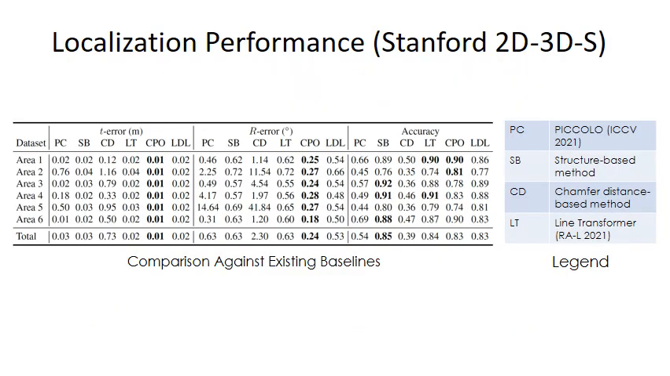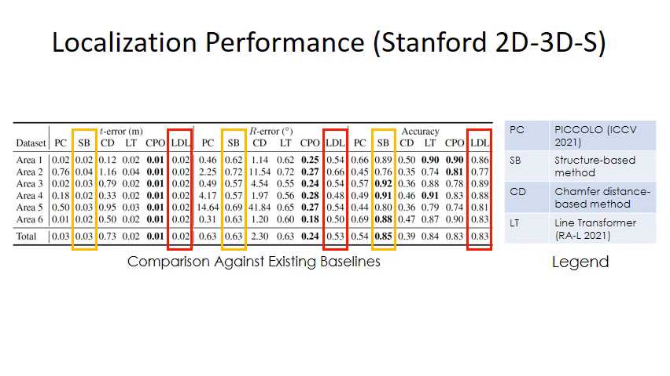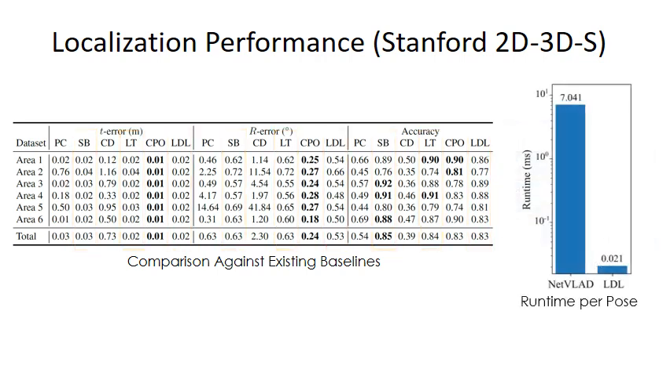The localization performance of LDL is fast and accurate compared to the baselines. LDL shows performance on par with conventional structure-based methods and line transformers that exploit neural networks such as NetVLAD for pose search. Notably, LDL can achieve such results while maintaining 2 orders of magnitude shorter runtime for pose search.